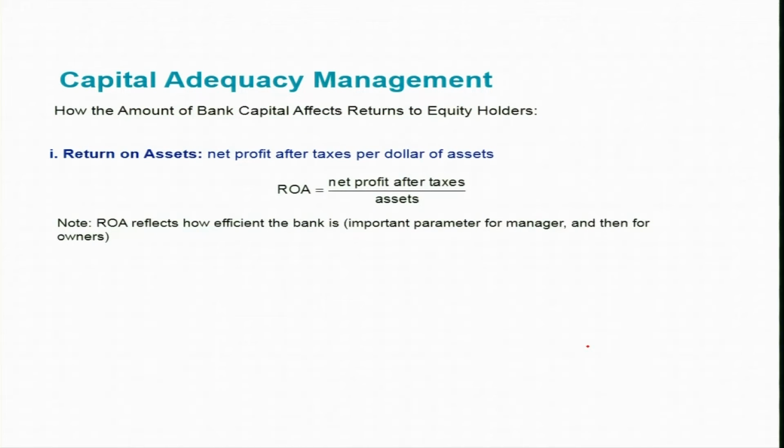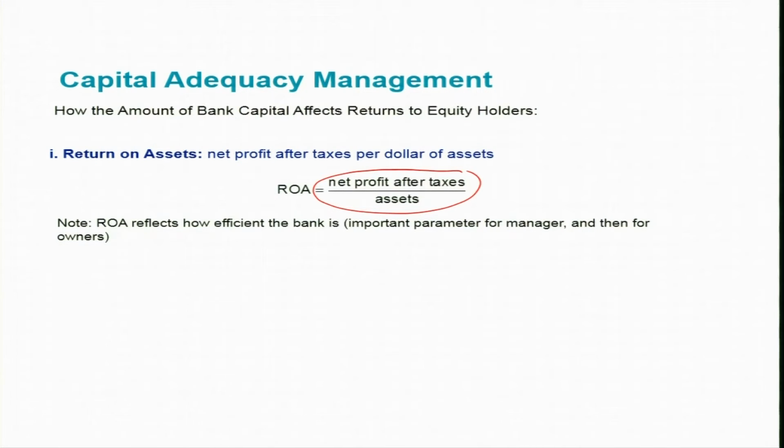So in capital adequacy management, let us discuss some of the concepts that are widely used and applied. The first concept is called return on assets, that is, how the amount of capital affects the return to equity holders. Return on assets, ROA for short, is the net profit after taxes divided by the total assets. ROA reflects how efficient the bank is, and is an important parameter for managers, because it shows per unit of assets how much profit they are making.